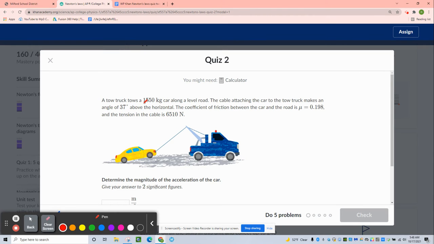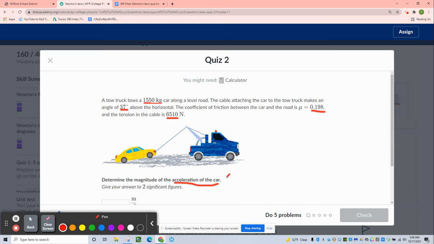Anyway, a tow truck tows a 1,550 kilo car along a level road. The cable attaching the car to the tow truck makes an angle of 37 degrees above the horizontal. The coefficient of friction between the car and the road is mu equals 0.198, and the tension in the cable is 6,510 newtons. Determine the magnitude of the acceleration.